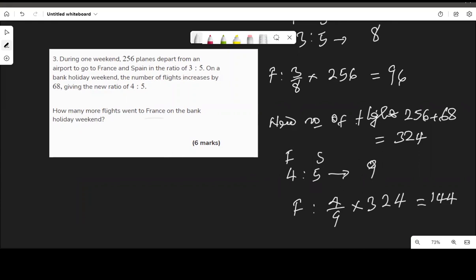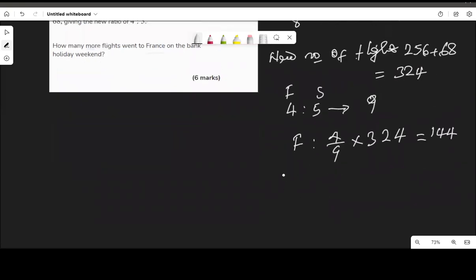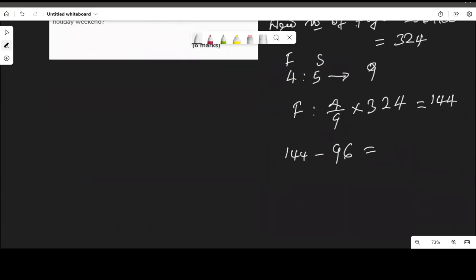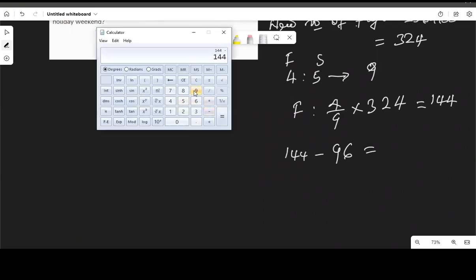But the question says how many more flights went to France on the bank holiday? The keyword is how many more. That is comparing this to the previous one, 96 initially, now 144. So what is the difference between the old number of planes that went to France and the new number of planes that went to France? That is what this question is asking us. So that will be 144 minus 96, which is 48 planes.